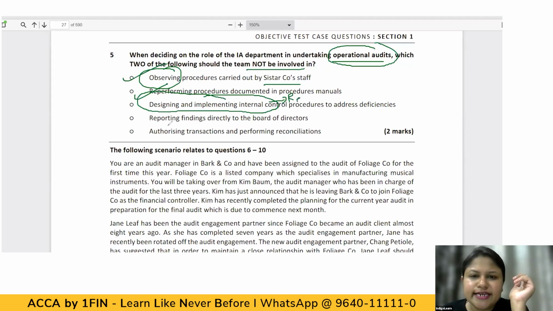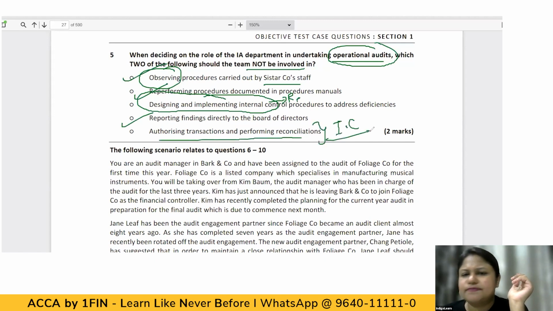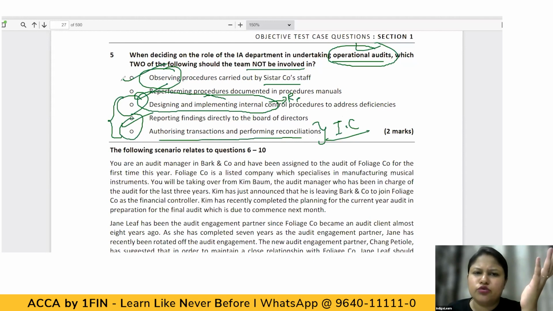Then reporting the findings to the board of directors, that also you will do. Authorizing transaction and performing reconciliation. Authorization is also designing only. So which two you will not do is the designing and authorization part. So these two parts will not be included as a part of your operational audit. Remaining all you will definitely do. Observation, reperformance, reporting to the BOD for deficiency, all of that you are going to check.